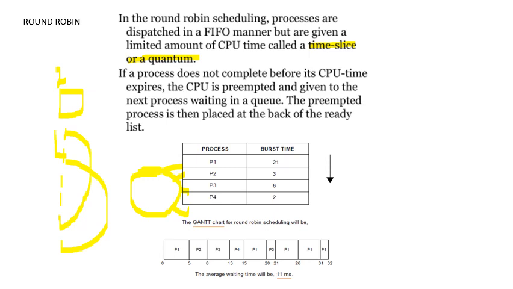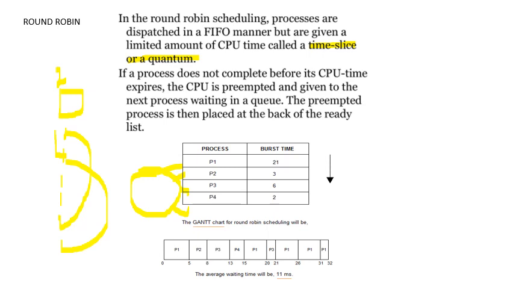Here the scheduler will select the processes based on first come first serve, which I have explained in the previous video. If you understand first come first serve, then round robin is very easy. The only thing is that you need to attach the time slice, or time period, to first come first serve. Consider here that the time slice we have taken is 5 milliseconds.